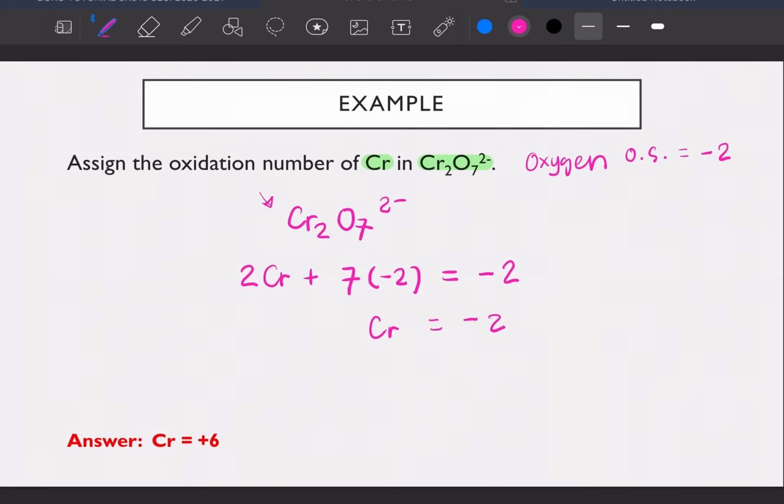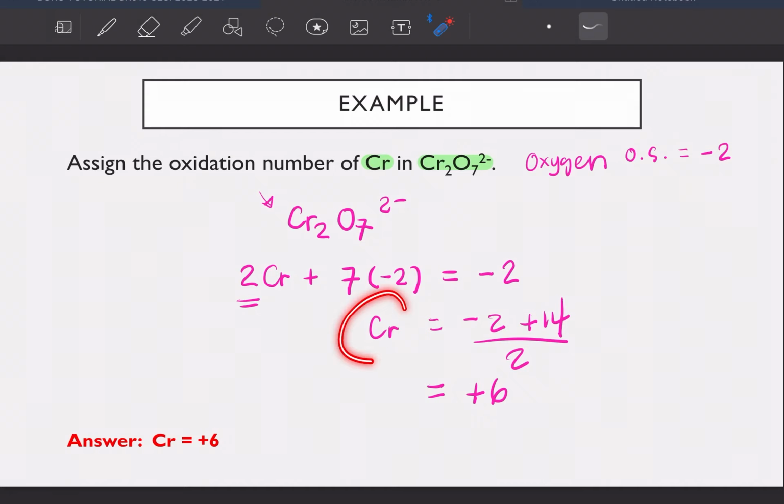Okay, alright, so now we just do maths to find chromium. Okay, it is -2. So ini adalah 7 times -2, it is -14. Bawa kanan jadi plus 14. Bahagi dengan 2. Okay, so you will get 12 divided by 2. It will be plus 6. Okay, so dapatlah the oxidation number for chromium, it is plus 6. Okay, so make sure bila dia positive, you have to put the plus. Okay, so sebab itu yang menunjukkan itu adalah oxidation number, bukannya number yang biasa-biasa. Okay, so that is your answer.